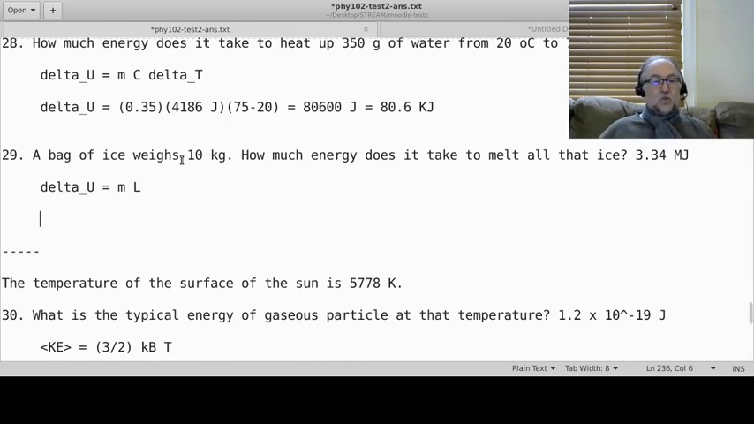I have a bag of ice which weighs 10 kilograms, and I want to convert that ice to water. I want to melt it. Now, I wasn't totally explicit in this problem, but I think it was kind of clear from the context. When you do these phase transitions, you start with ice at 0 degrees Celsius, and you add heat, you add heat, you add heat. You don't get ice at 1 degree Celsius, 2 degrees Celsius, or whatever. You get ice converting into water at 0 degrees Celsius.